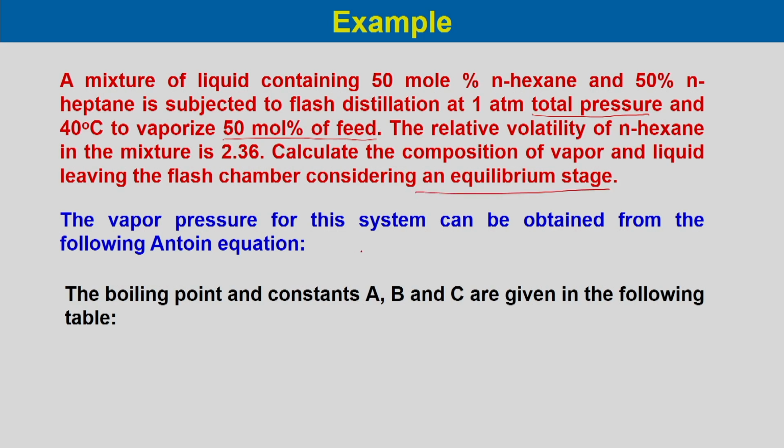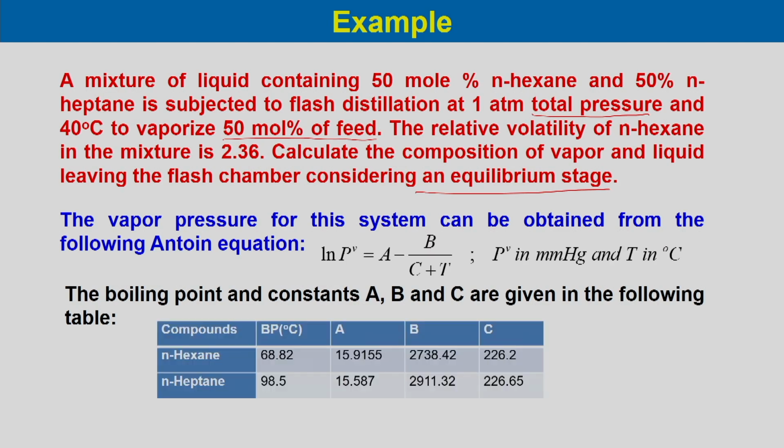The vapor pressure for this system can be obtained from the following Antoine equation, which is similar to the problem we discussed in the first lecture, the same example of N-hexane and N-heptane mixture. The boiling points and the constant values for this Antoine equation are given in this table, for N-heptane and N-hexane.